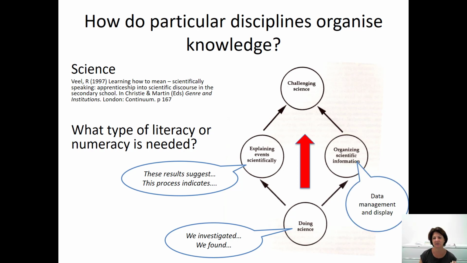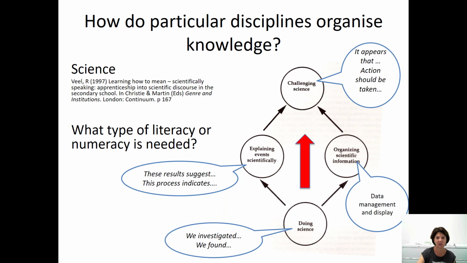And indeed, with our organising scientific information, there's a lot of numeracy there to do with data management, data display. Of course, these things are working together. We want our numeracy to be working well, so that we can write about it or we can do something with our literacy. So these need to work together. And of course, as we move up through science, if we're challenging science, then we might need to be moving into language that again is very depersonalised, works with the content, not with the person.